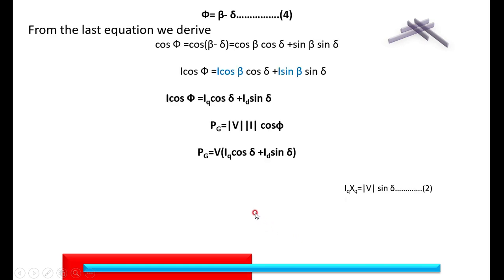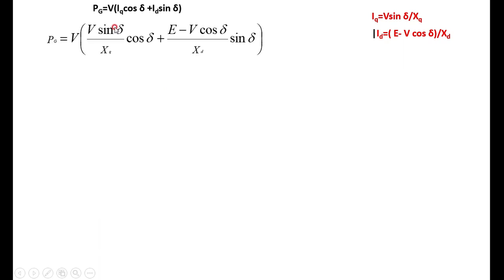Okay. Then these values IQ and ID I am substituting here, and what I am getting we will see here. Therefore, substituting the value of IQ and ID, this is the expression that I am getting. V is common as it is. Instead of IQ I am putting V sin delta by XQ into cos delta as it is. Similarly, ID is replaced by E minus V cos delta by XT, and sin delta is as it is.